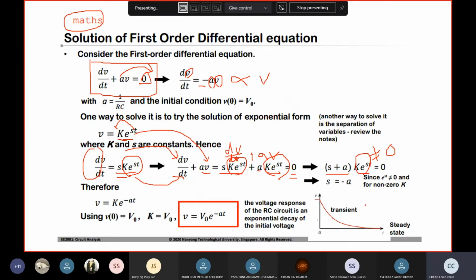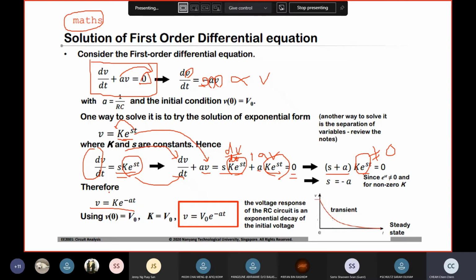This is easy to understand because we want something which is negative, so the answer is this one. If you differentiate this one, you get a negative A at the front. This is what we want, a negative A at the front.